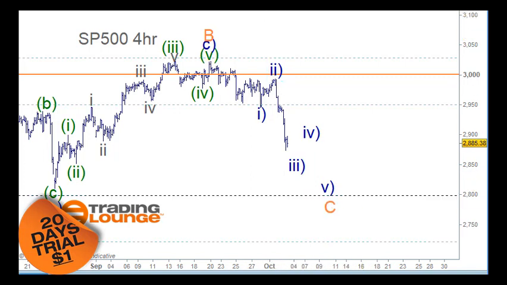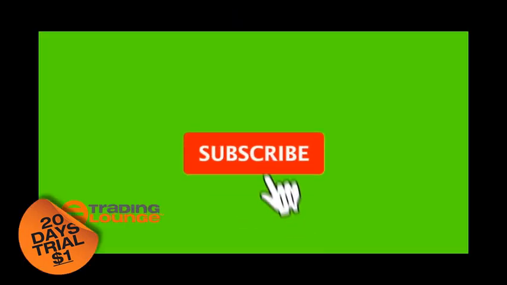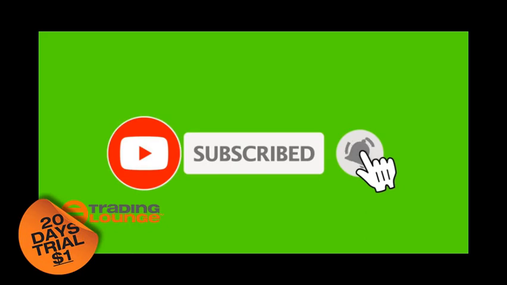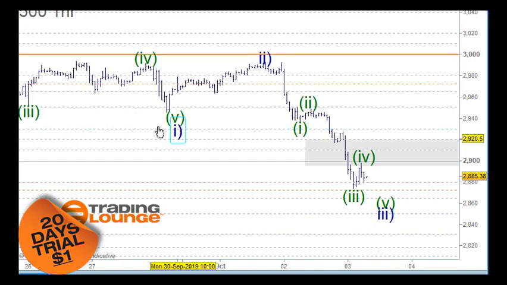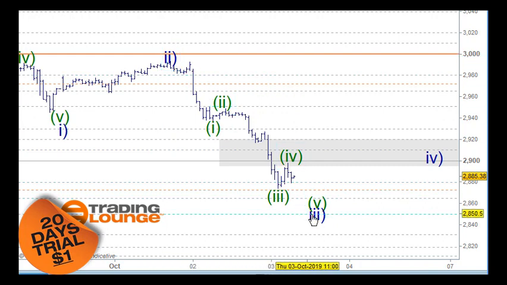picture of things. And on the 1 hour chart, it's a bit complicated here, but from wave 2 here to wave 3 here, we're looking at wave 1, 2, 3, 4, and 5 here.